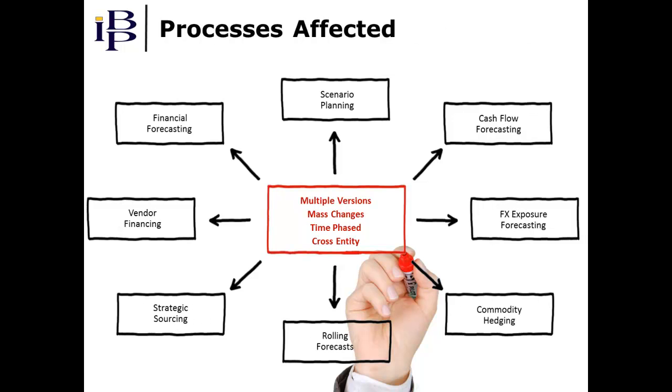The ability to support such modeling logic dramatically improves many financial processes, examples of which are shown on the screen. Conversely, their absence can significantly impair the ability to forecast cash flows, foreign currency exposures, value-added tax, and commodity hedging positions. Moreover, these gaps also impair the accuracy of financial forecasting and scenario planning processes. In other words, these gaps can be significant.